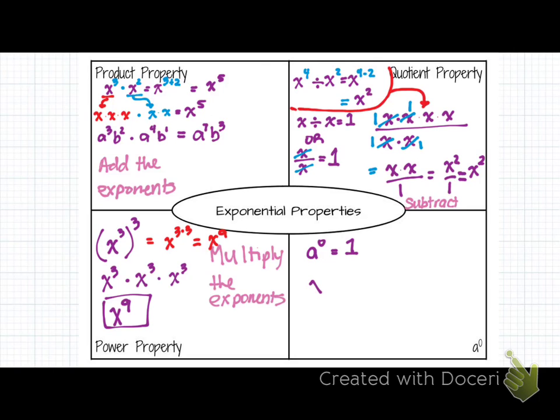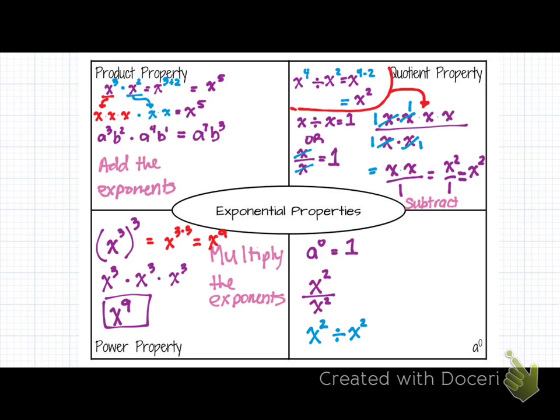So why does that work? Let me show you why first. Don't write anything. Eyes up here. So we kind of already dealt with this, but anything to the 0 power is equal to 1 because, let's say we had x squared divided by x squared. That's just like saying x times x over x times x.